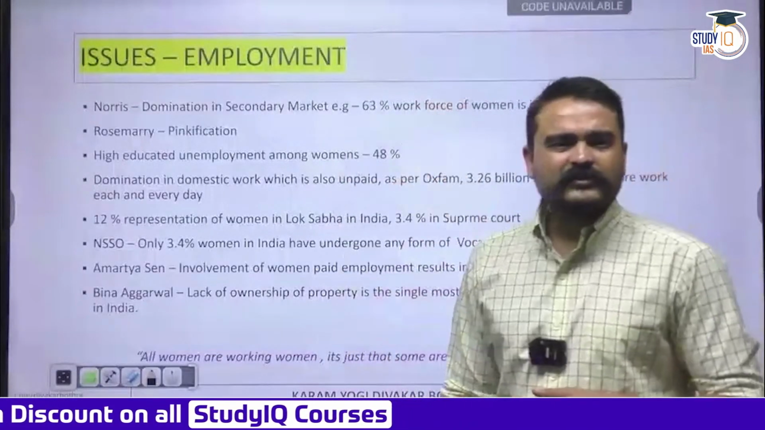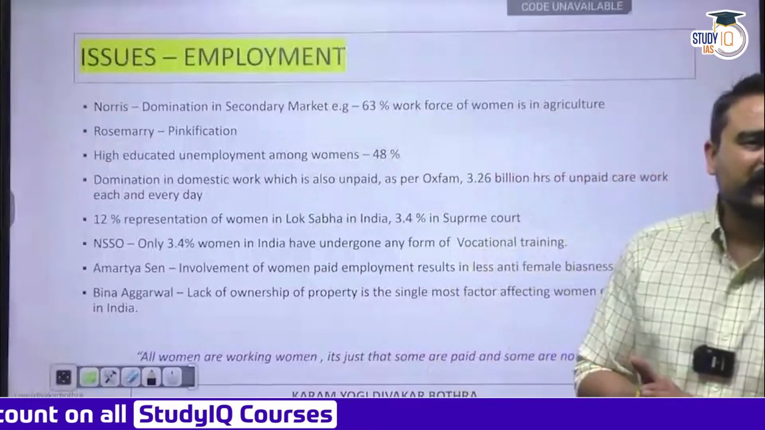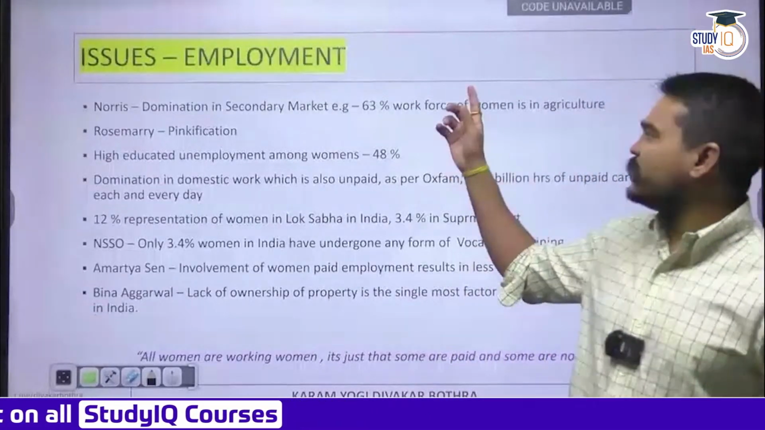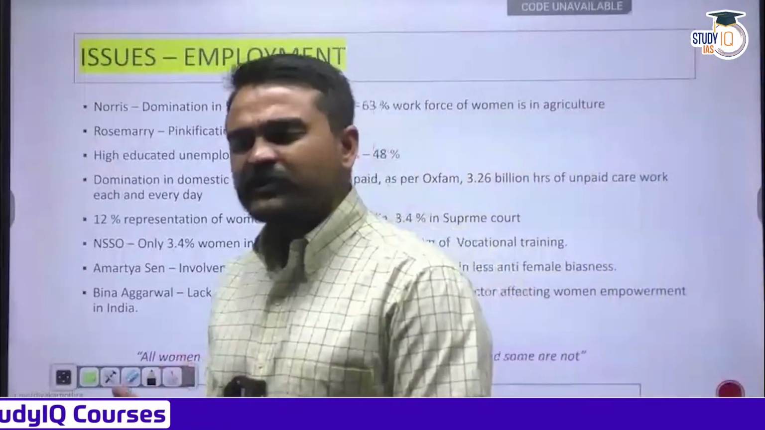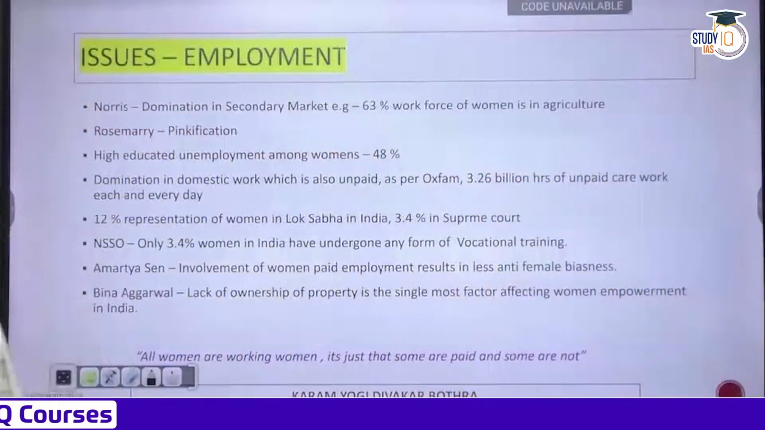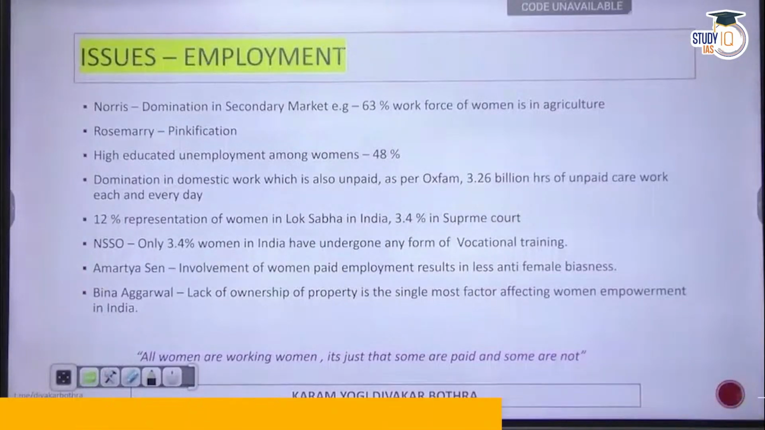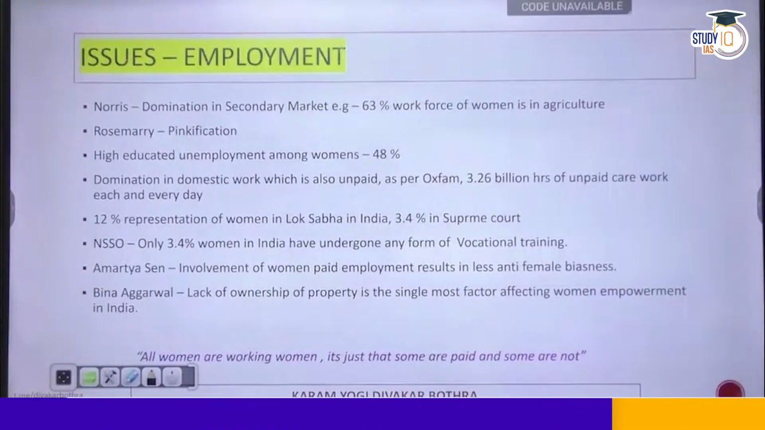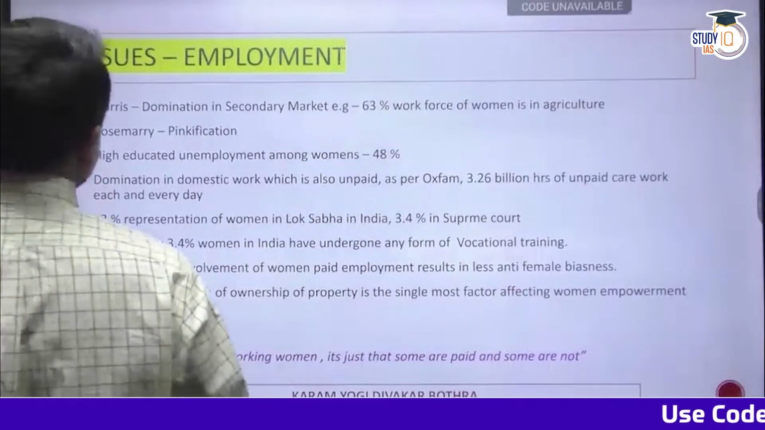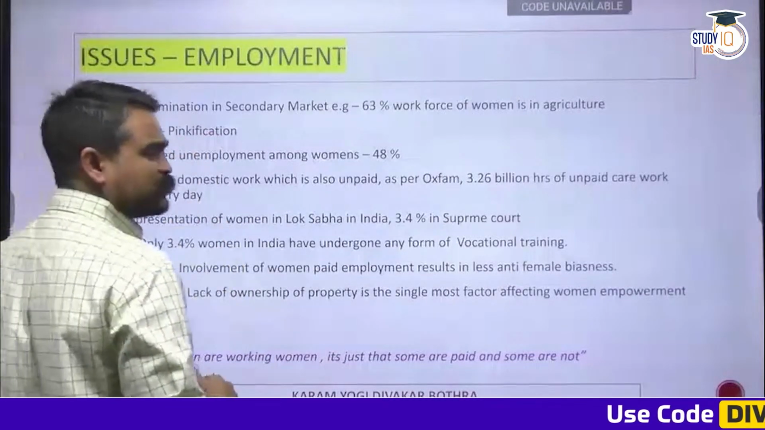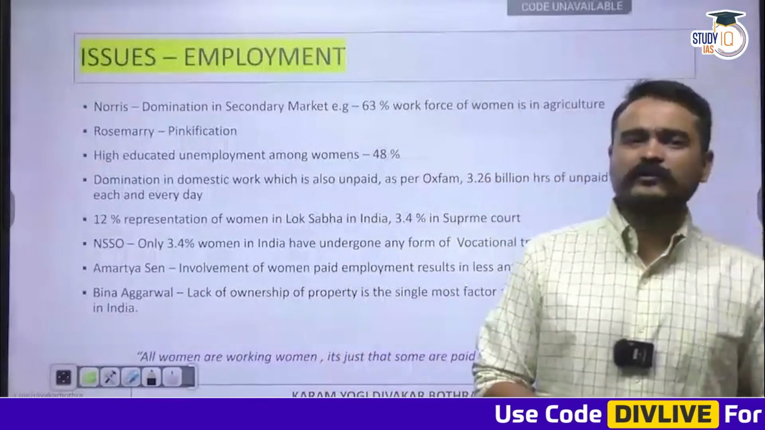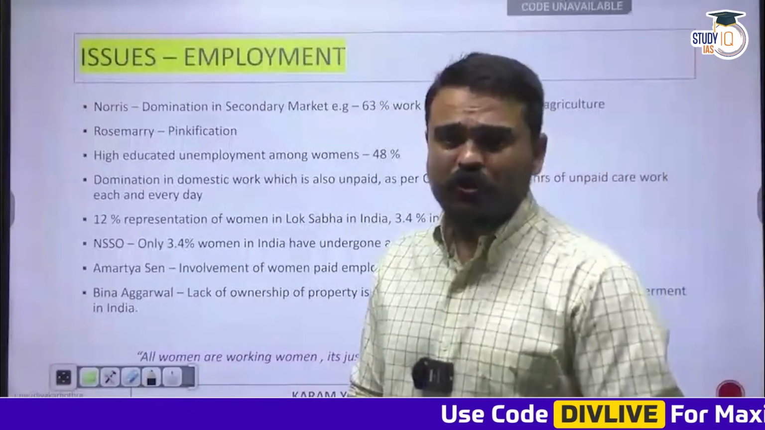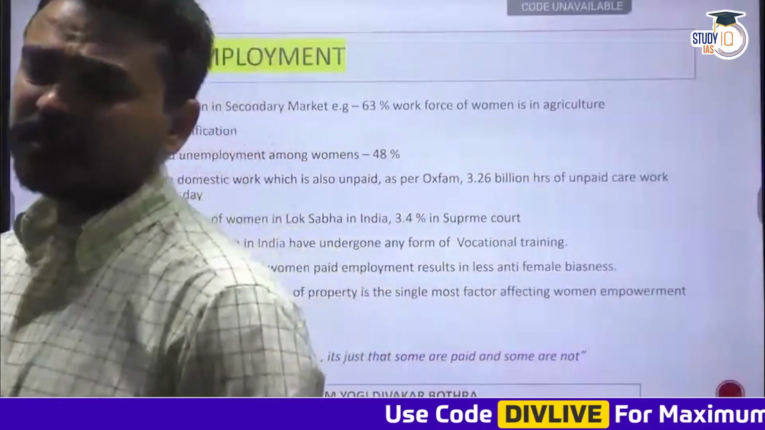Look at the fact. 63% of the workforce among women in India is employed in agriculture. Out of 100 working women, 63 are working in agrarian sectors. Look at Rosemary. There is a concept of pinkification. This can be a question in your GS as well. Remember this. It's not just a deep sociological concept, but a very strong aspect which can largely come in GS Paper 1.